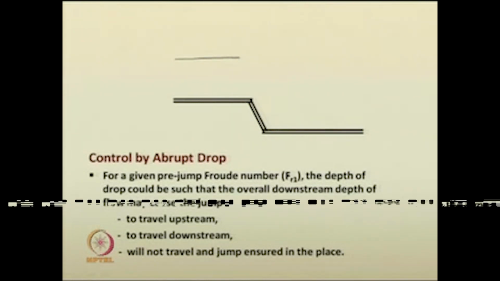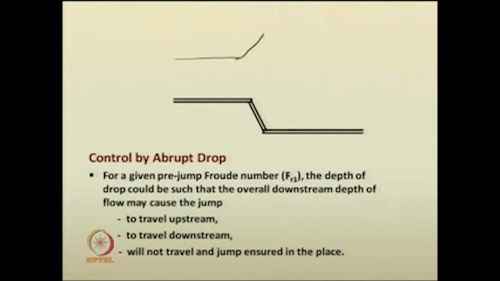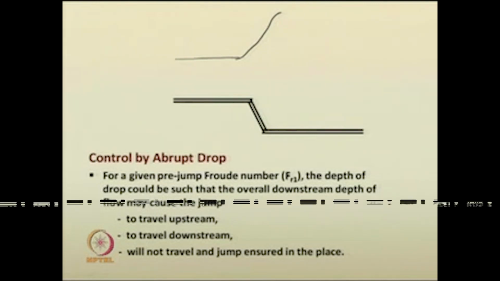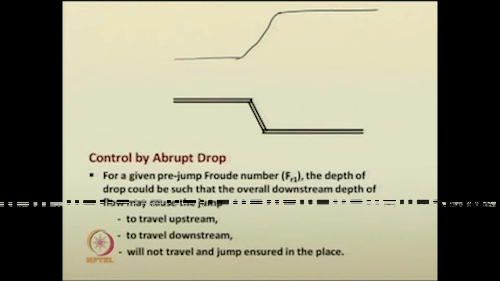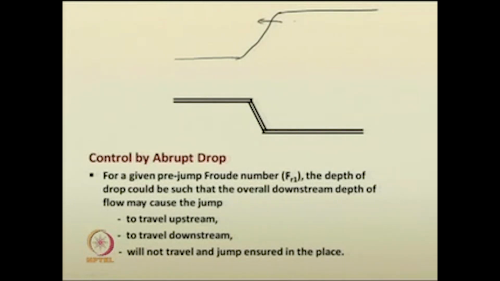So, you have the water surface elevation. If the jump goes very much upstream, say if this is the maximum elevation possible, and the jump is occurring in this way, there are chances that this jump may move upstream.